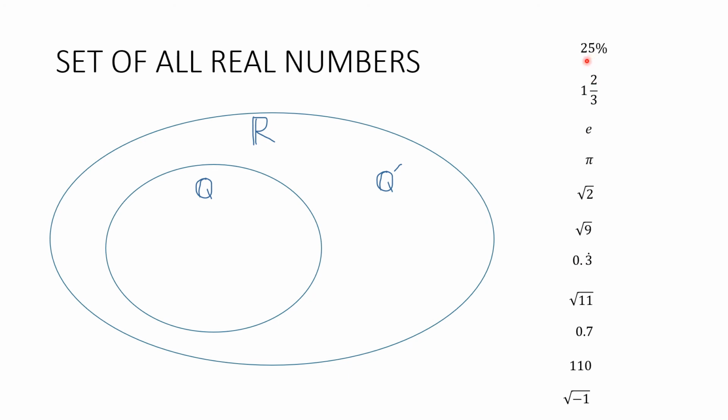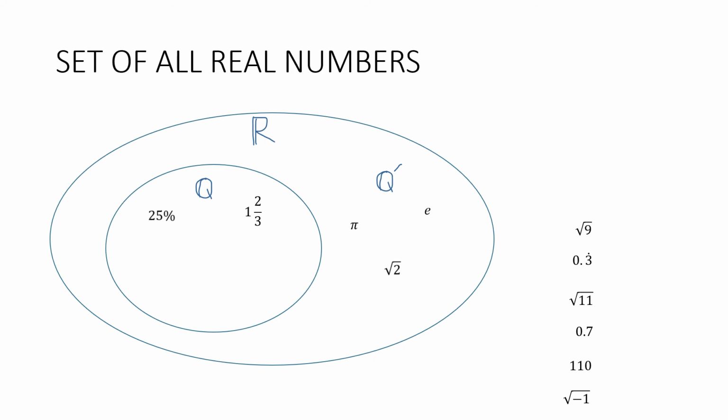Let's start with this percentage up here. Percentages are rational, so they go in the rational number set. Fractions are rational, so they go in there too. e is irrational, and so is pi. The square root of 2 is a surd, so it's irrational. Now be careful with this one.